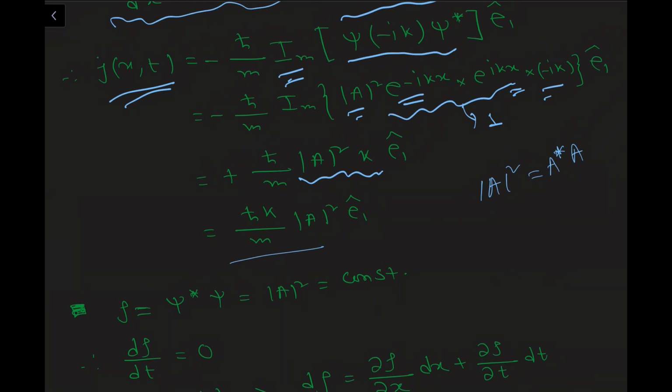So we can very easily verify whether our J is correct or not. H cut into k gives us the momentum, and dividing by m gives us the velocity. Now rho is psi star psi, which is nothing but modulus of a squared. So this is the rho term. We can easily see that J satisfies this relation, so the J we got is correct.